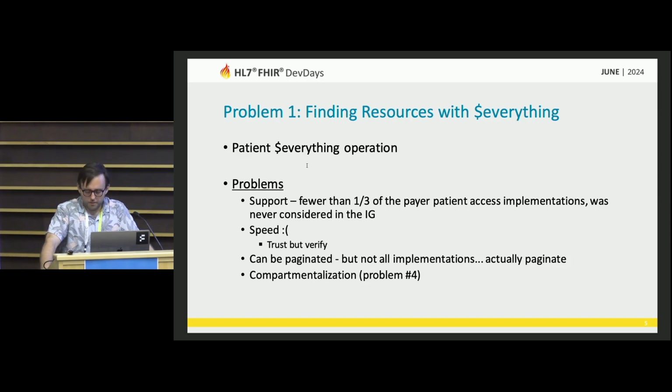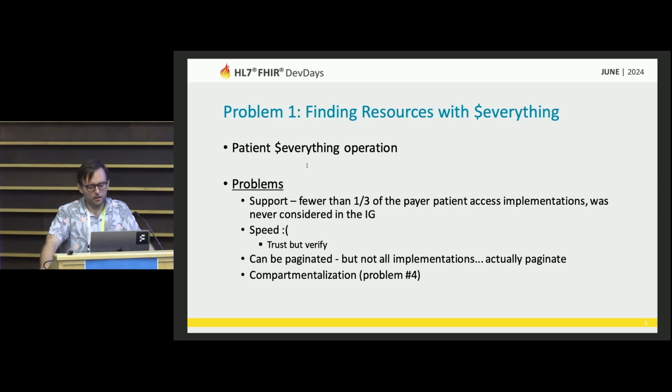So if you connect to a FHIR API on behalf of a patient and want to get all of the patient's data, there seems to be a pretty straightforward solution. It's the patient everything operation. It's really nice. One request, we get back patient data. We ran into some problems with this. First of all, in the network that we're creating, fewer than a third of the payers actually support this operation. It was never considered in the IG development for payer patient access APIs here in the States. So that's one problem, and that's going to be a recurring problem throughout this talk: support of a possible solution.